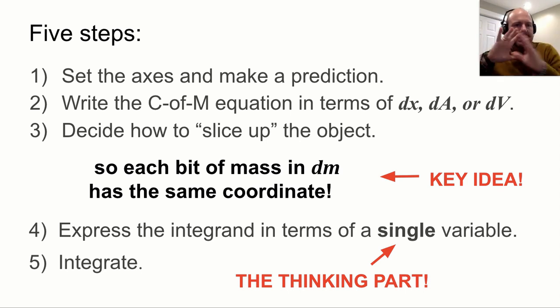First, we pick axes and coordinate systems, always. Make a prediction about where we think the center of mass is to check our result. Write out the center of mass equation in terms of dx, dA, or dV, and then we decide how we're doing the slices and make sure they're all along the same axis. Then we write out the integral in terms of a single variable, x, y, or z, or r in some cases, not area or volume, and then we integrate.